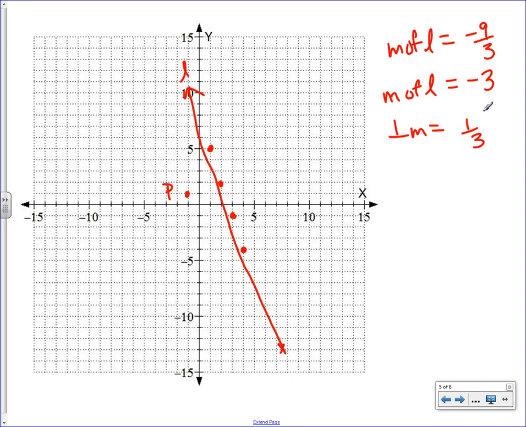So if I'm going up 1 and right 3 from P, up 1 and right 3, look, they cross here. I'm not guessing. They both touched this ordered pair. Do you guys see what I'm saying? Okay. So I'm going to draw my perpendicular line. I'm looking for this distance. Does everybody understand what's happening right now?